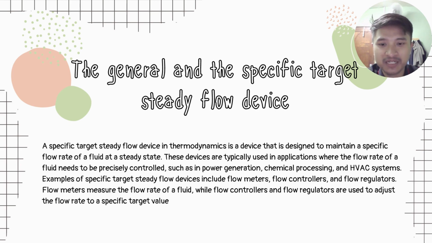Examples of a specific target steady flow device include flow meters, flow controllers, and flow regulators. Flow meters measure the flow rate of a fluid, while flow controllers and flow regulators are used to adjust the flow rate to a specific target value.